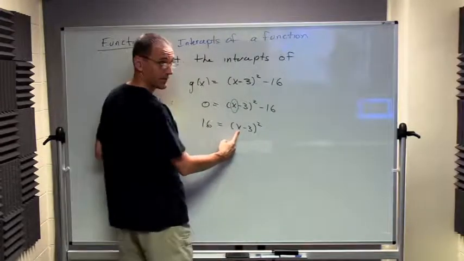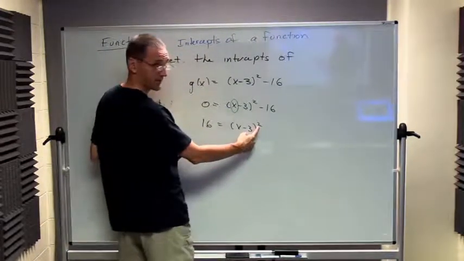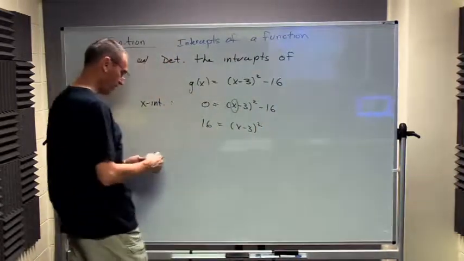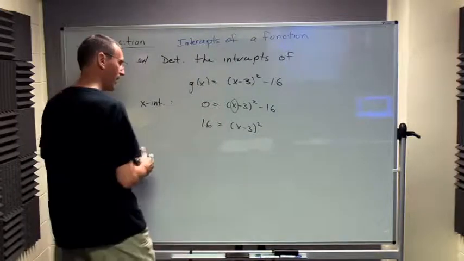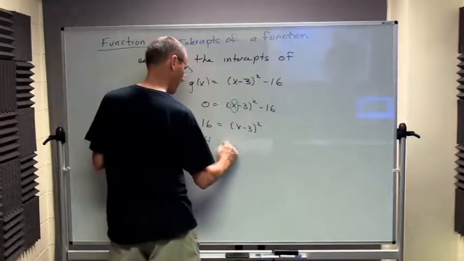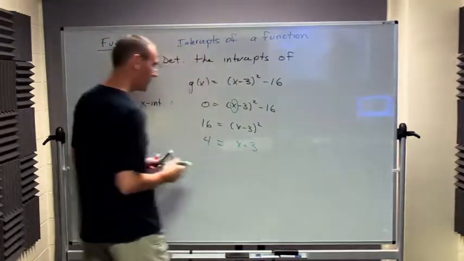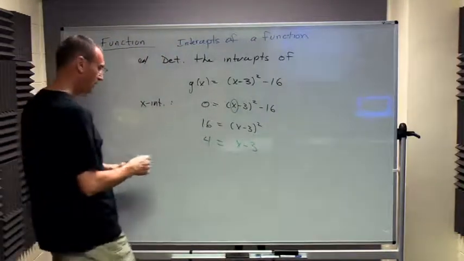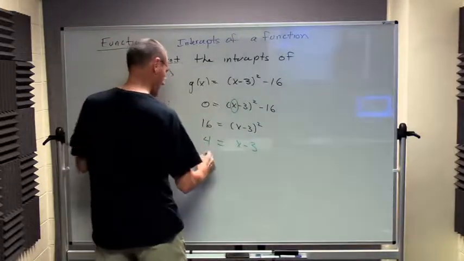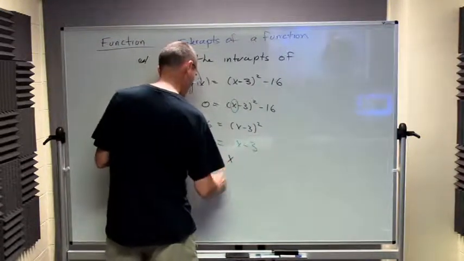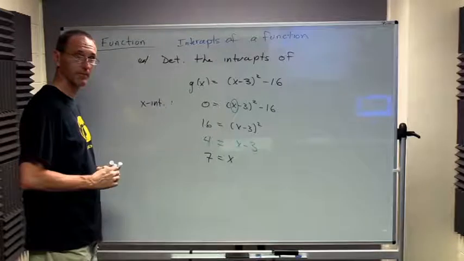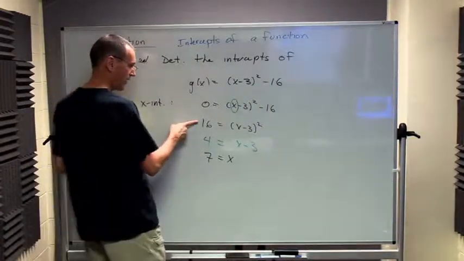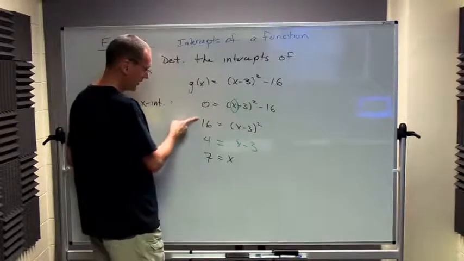Now I've got this thing on the inside that I want to get at, but this is on the outside ruining things. Because that's squared, I'm going to take the square root of both sides. If I do that, I'm going to get 4 equals x minus 3. That's all right. And if I solve now for x, I'm going to get x equals 7.